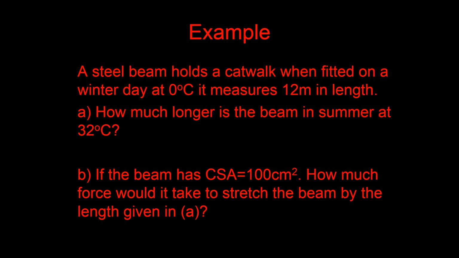So let's take a look at one last example. Here we have a steel beam holding a catwalk, which we obviously do not want to fail and people to fall. So when fitted on a winter day at 0 Celsius, it measured 12 meters in length. Part A asks how much longer is the beam in summer at 32 Celsius. Part B gives us the cross-sectional area of the steel beam and then says how much force would it take to stretch the beam by the length we found in Part A.